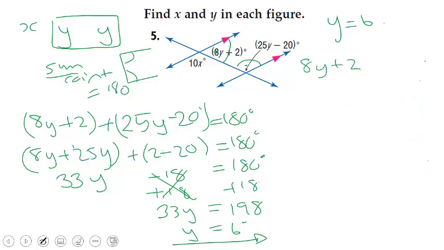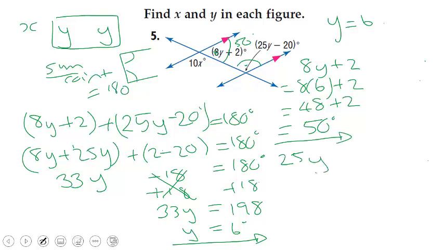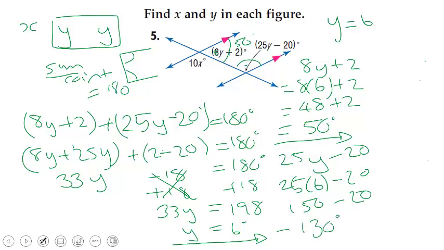8y plus 2 is equal to 8 times 6 plus 2. 8 times 6 is going to be 48 plus 2, which is equal to 50 degrees. So this side is 50. 25y minus 20 is equal to 25 times 6 minus 20. That's 150 minus 20, which is equal to 130 degrees. So this side is 130.